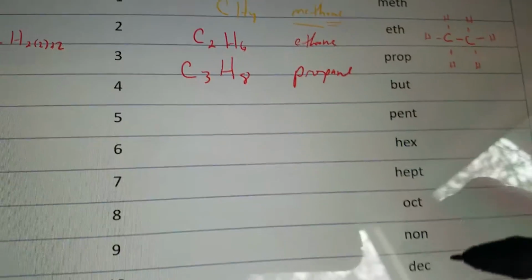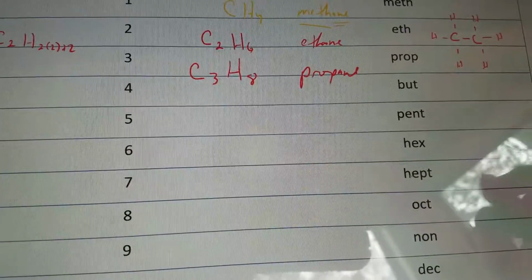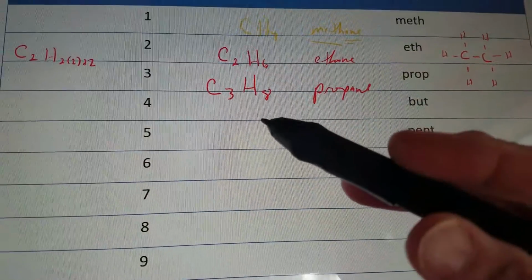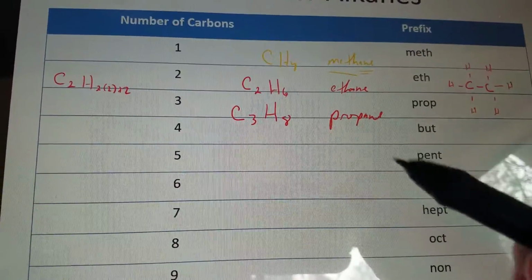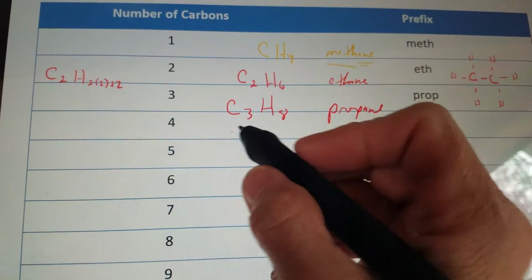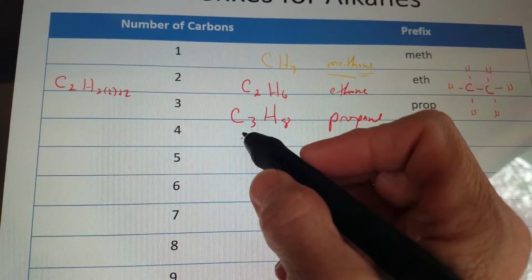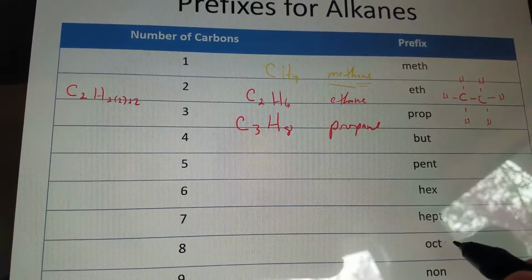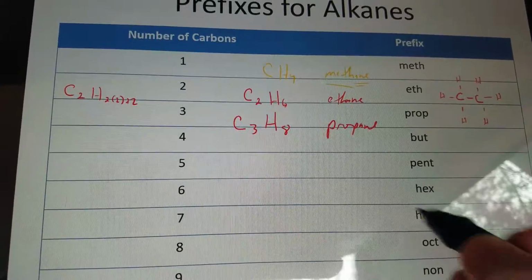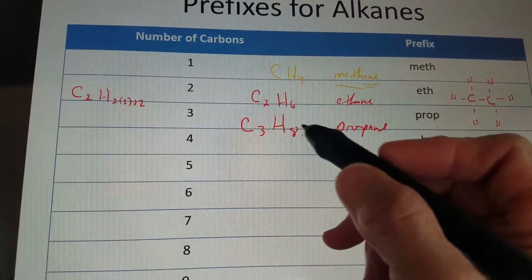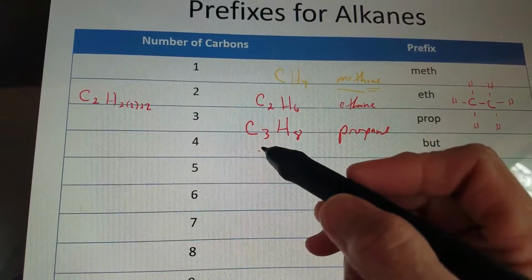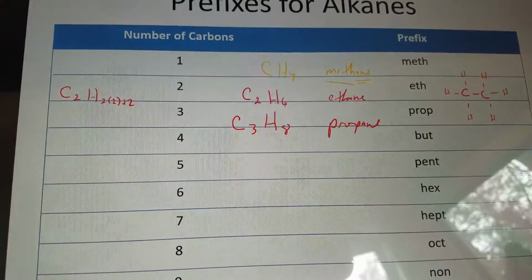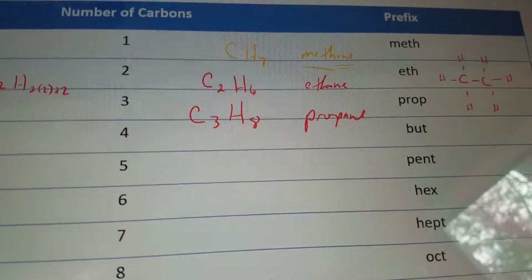So try that with some of the rest of these and see if you can figure out how to go from the name to the formula. Now, if you're doing this from the formula to the name, then basically all you have to do is look at your carbon number, use the correct prefix, and add the A and E. You just got to make sure that this hydrogen number is double plus 2 the number of carbons. Because if it's exactly double, then that's a different kind of alkane.